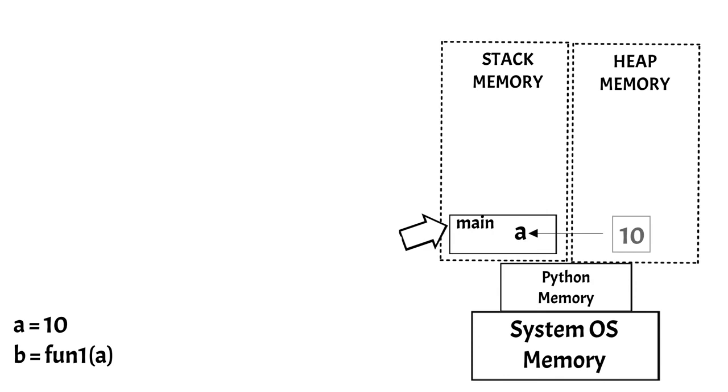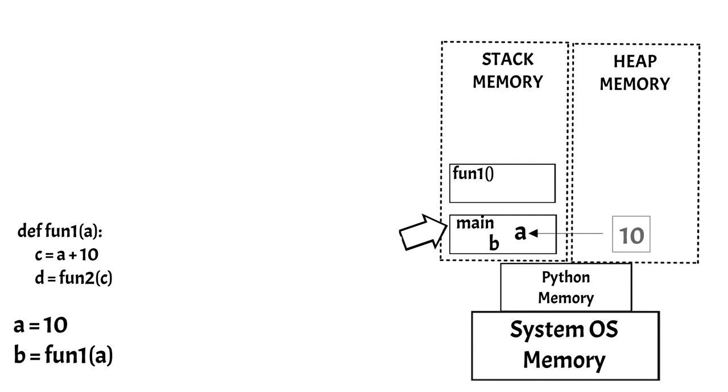When this code is executed, a new stack is created in the stack memory for function1. Now the state of variables a and b will be maintained in the main stack, and the state of function1 will be maintained in the function1 stack. Since we are adding a with 10 inside function1, a new reference object will be created in the function1 stack with the name c, and a new value will be created in the heap memory, which will have the value of integer object 20.